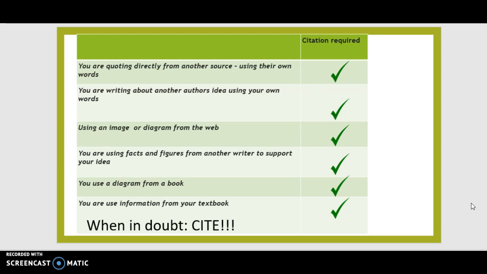So it's very important. Another area that students struggle with is they put an image on their front page or on their cover page of their assignment. You still have to reference that in text, so underneath the picture, and you have to do your reference list.